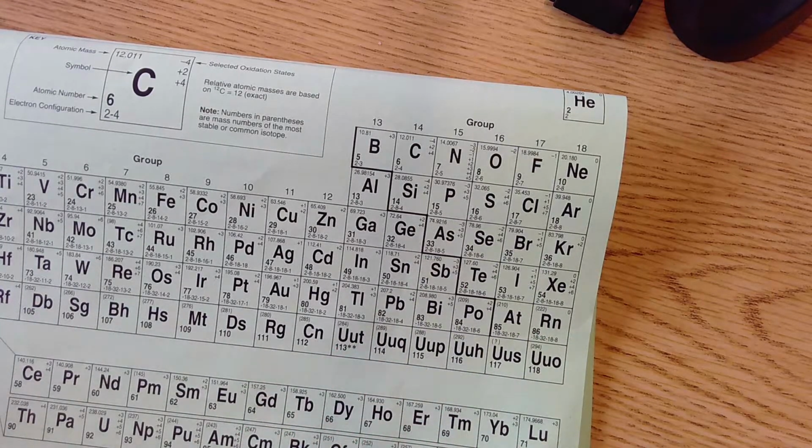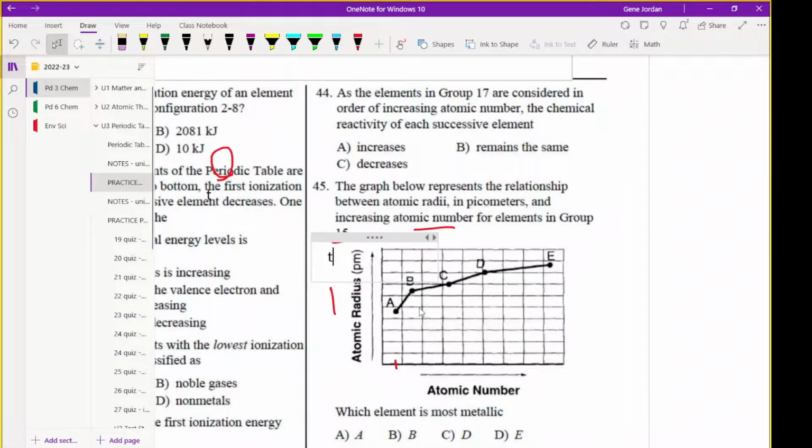So let's take a look at the question. The graph below represents the relation between atomic radii and the atomic number. Okay, so as atomic number increases, this would have to be nitrogen, and then this is phosphorus, and you'll notice its atomic radius is increasing, arsenic, antimony, and then finally bismuth. Which element is the most metallic? The only metal on there is bismuth.